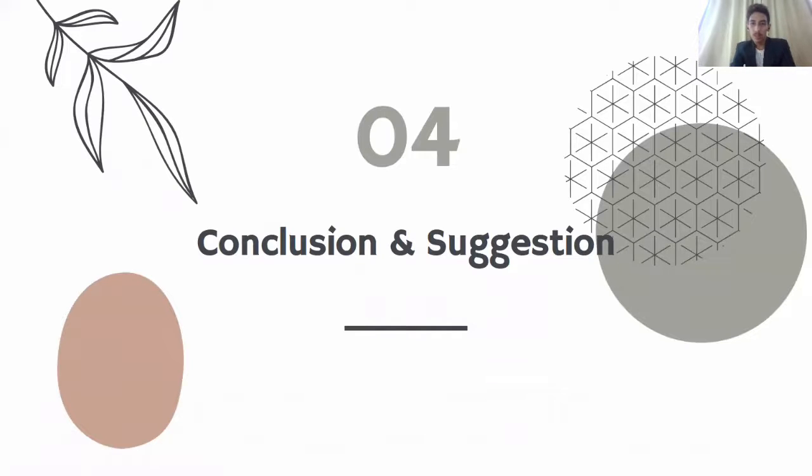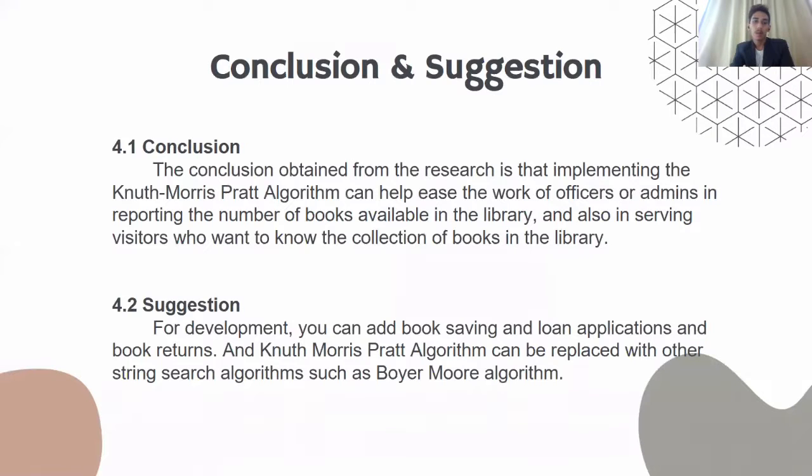And conclusion and suggestion. 4.1 Conclusion. The conclusion obtained from this research is that implementing the Knuth-Morris-Pratt algorithm can help ease the work of officers or admins in reporting the number of books available in the library, and also in serving visitors who want to know the collection of books in the library.